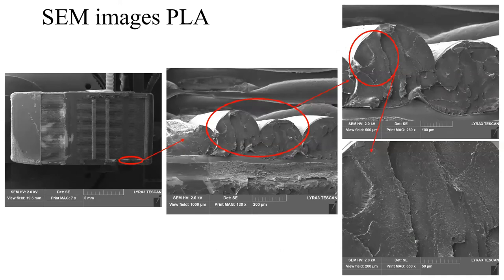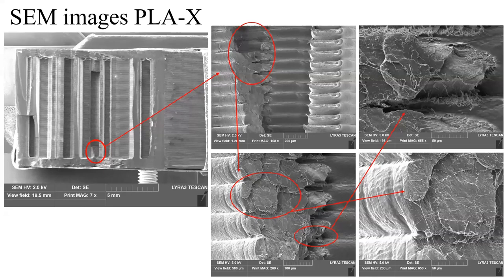Then on the edges of PLA specimens, you see how they fractured in a brittle manner. To the right-hand side, you see the fractured surfaces, and this is how a so-called quasi-brittle polymer fracture surface looks. Then concerning the PLA-X material, we applied the same on that material also, but here you see some more fibrils in the material. You see that the structure is a bit different than the PLA material.